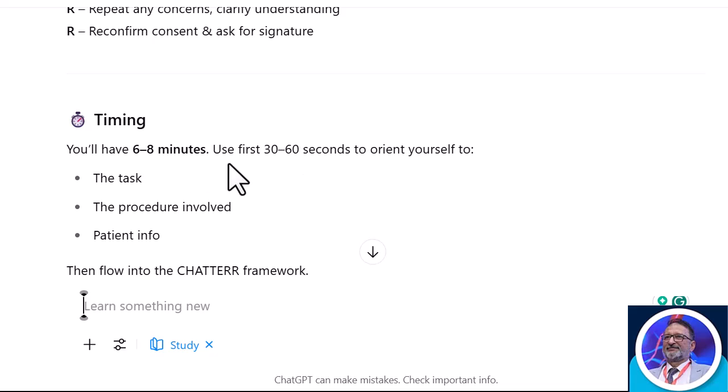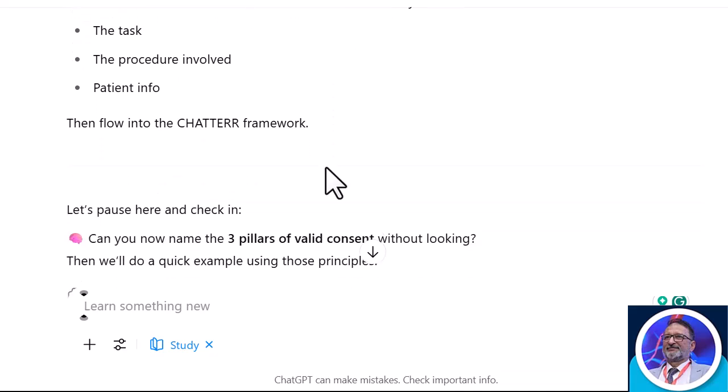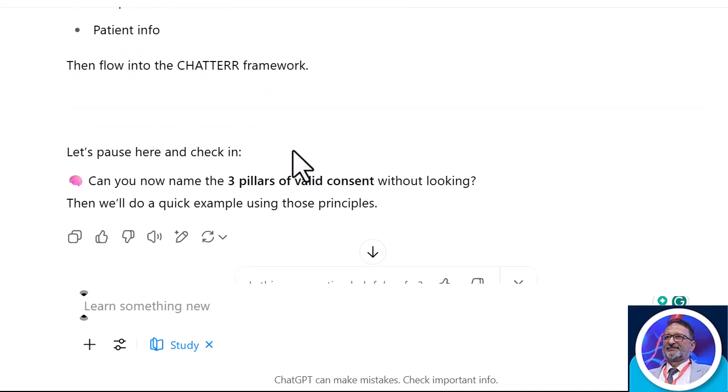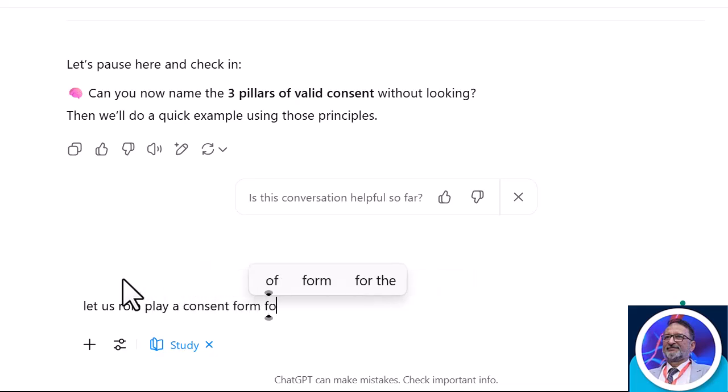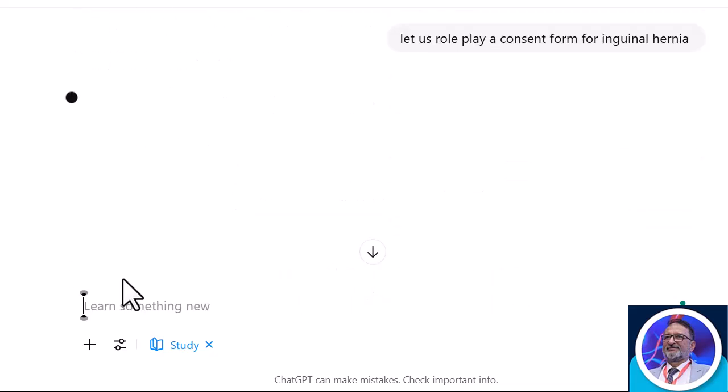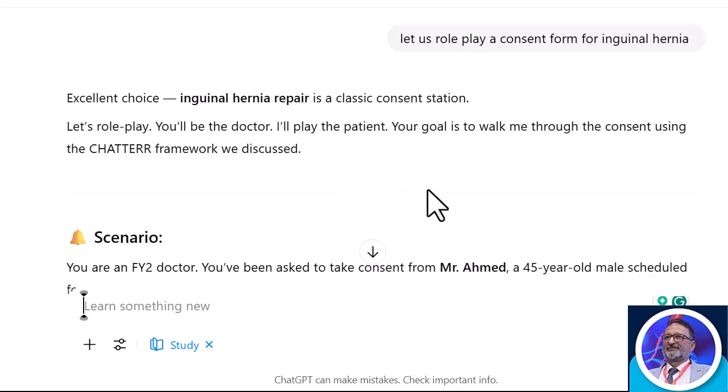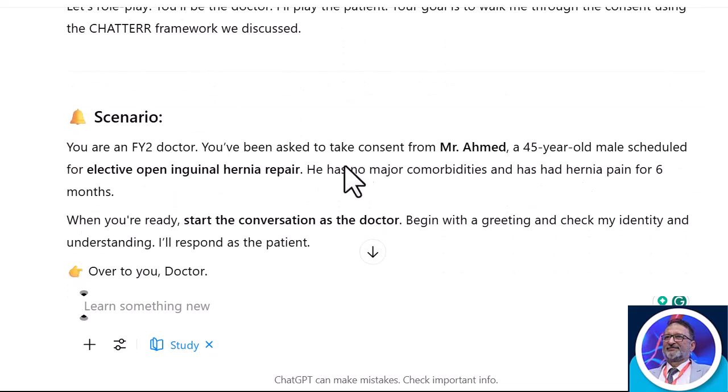Timing for the station, as we all know, is 9 minutes, and the task is then to use the ChATTER framework. And these are the 3 pillars. So let us role play a consent for inguinal hernia. Okay, so inguinal hernia, classic consent station, role play. You will be the doctor, I will be the patient. So here, GPT will play the role of the patient. And this is the scenario.